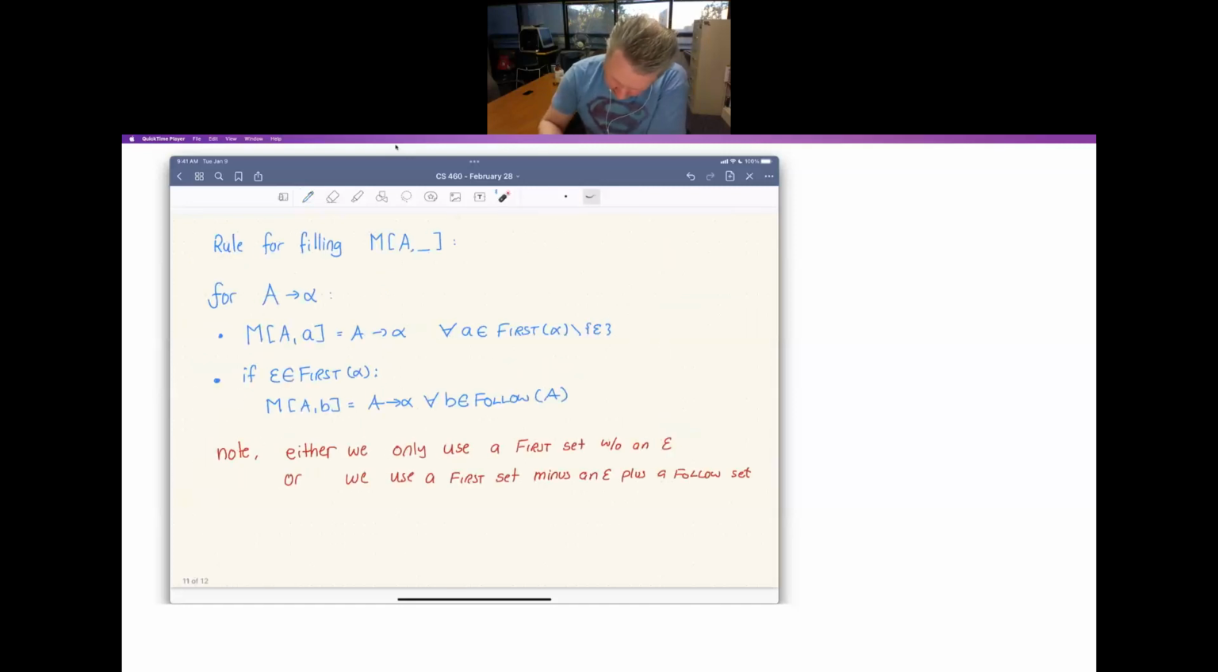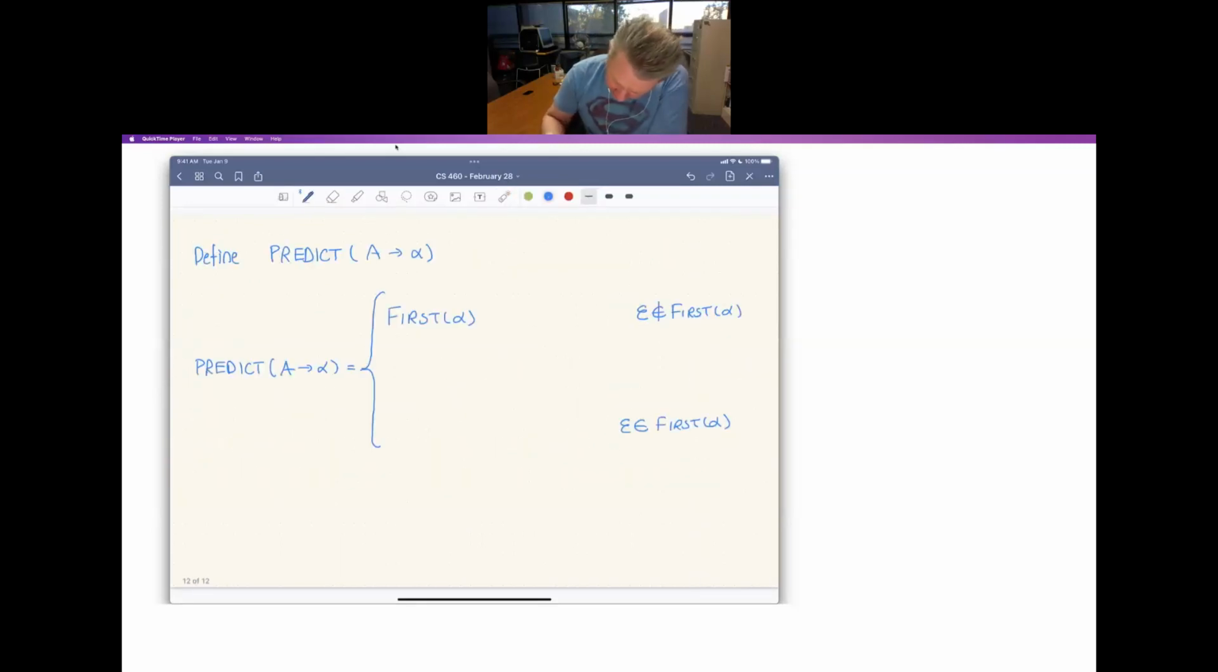Well, that's exactly what we did here. We said, if epsilon is not in there, then we're not going to do this, and we're just going to use this, which without the epsilon, which is not there anyway, is just that. So if epsilon is not in the first of the right-hand side, now my predict set is exactly the set that I'm going to fill in the M table with. If it is in, then I need the first set, but I take it out, and then I union onto that the follow of the left-hand side.